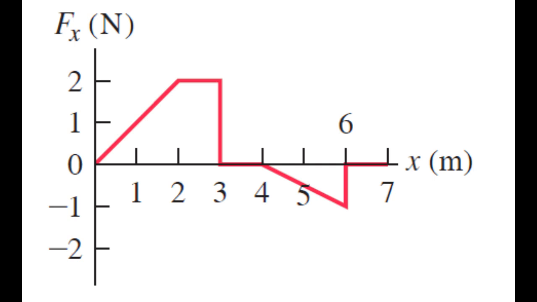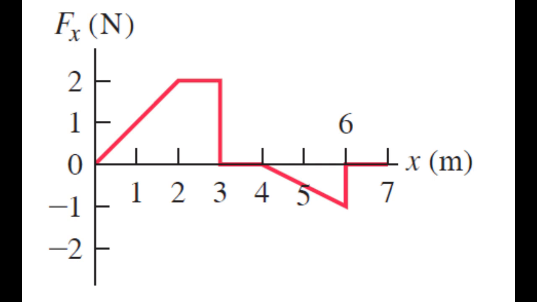This work is positive since the displacement and the force are both in the direction x. The magnitude of the work done for x equals 3 to x equals 2 is 2.0 J, the area under F versus x. This work is negative since the displacement is in the direction -x and the force is in the +x direction. Thus W equals 1 J minus 2 J, which equals -1 J.